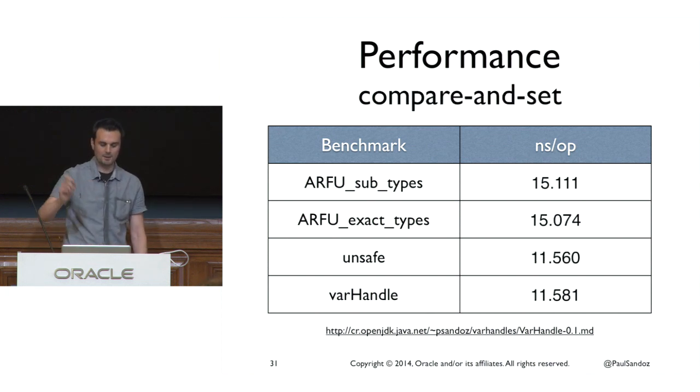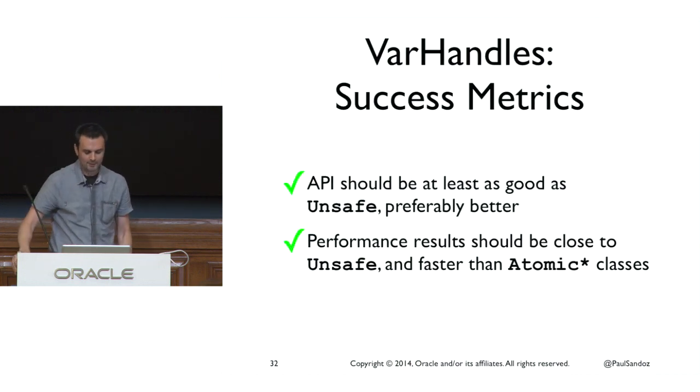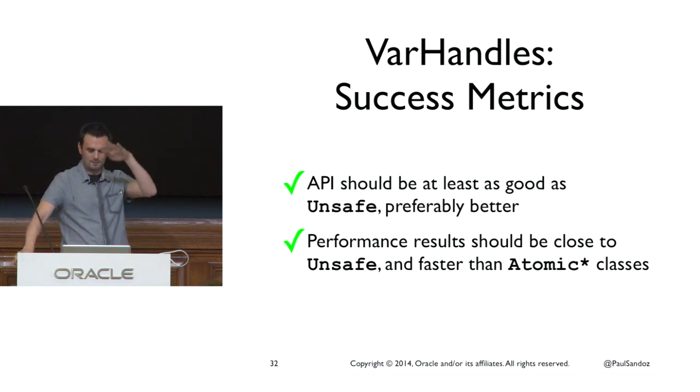And here's a benchmark for compare and swap or compare and set, where Unsafe and VarHandle are virtually the same, whereas the AtomicReferenceFieldUpdater is slower. So I think this gives me two ticks. The API should be at least as good as Unsafe, preferably better. I think it's all right. Performance results, I think, are looking very good so far. The nano benchmark performance results and some other results I've done are looking very, very good.